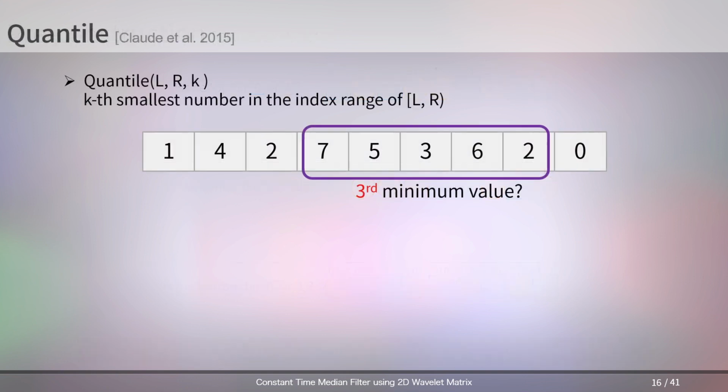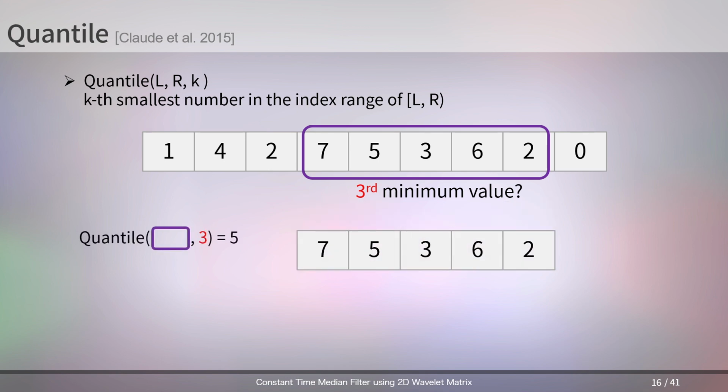First, let us introduce the quantile query. This is a query that takes an interval L and R and a number k and finds the kth smallest number in the interval. For example, in the case of quantile in this interval, 3, we want to find the third number from these 5 elements. I'll now explain how to get this in the wavelet matrix.